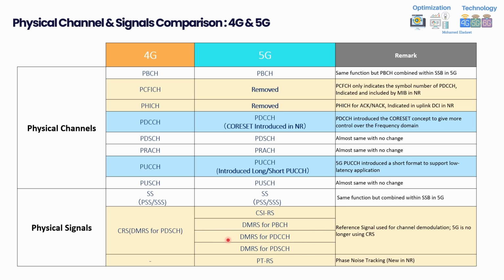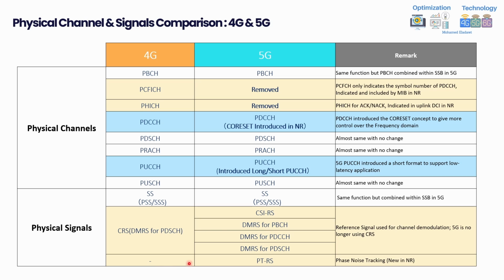And the main difference also is that the CRS was always on, a cell-specific signal. It means that it's transmitted all the time across the complete bandwidth. However, the DMRS is not the same situation. And also we have the channel state information reference signal. This can also be used for channel demodulation and so on. And now we also have one more concept introduced, which is the PTRS. This was not existing before in 4G.